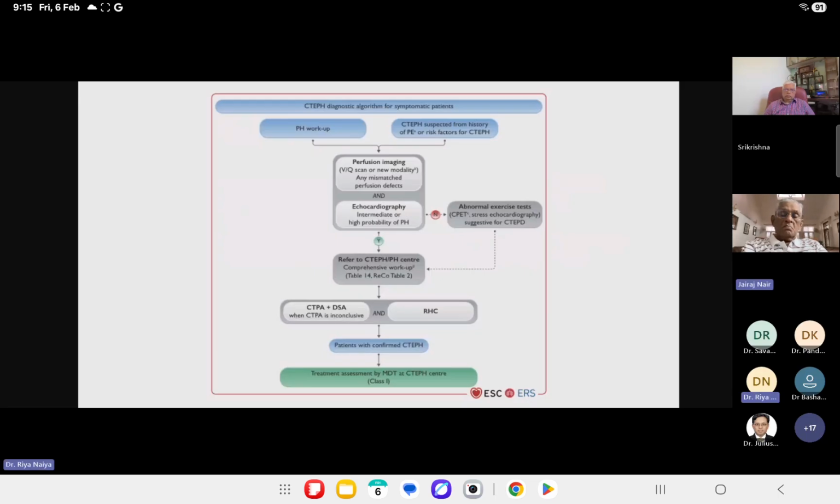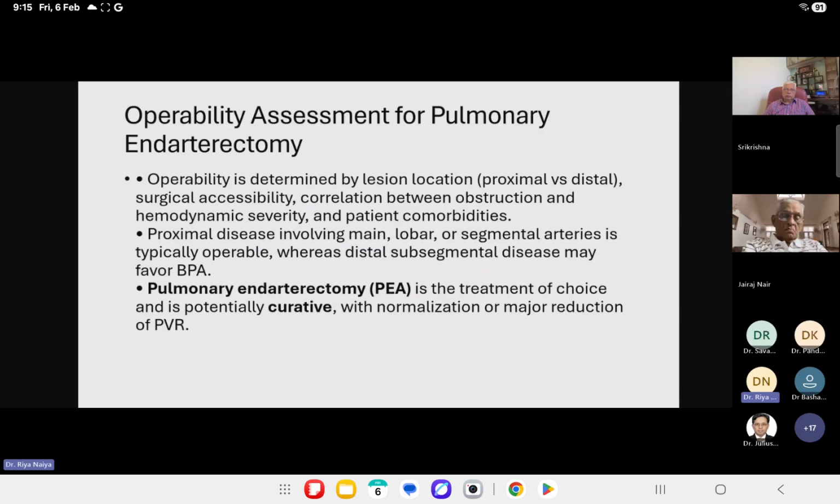Operability assessment for pulmonary endarterectomy. Operability is determined by the lesion location, whether it is proximal or distal, surgical accessibility, correlation between obstruction and hemodynamic severity, and patient comorbidities. Proximal disease which involves the main, lobar, or segmental arteries is typically operable, whereas distal subsegmental disease may be favorable for balloon pulmonary angioplasty. Pulmonary endarterectomy is the treatment of choice, which is potentially curative with normalization and major reduction of PVR.